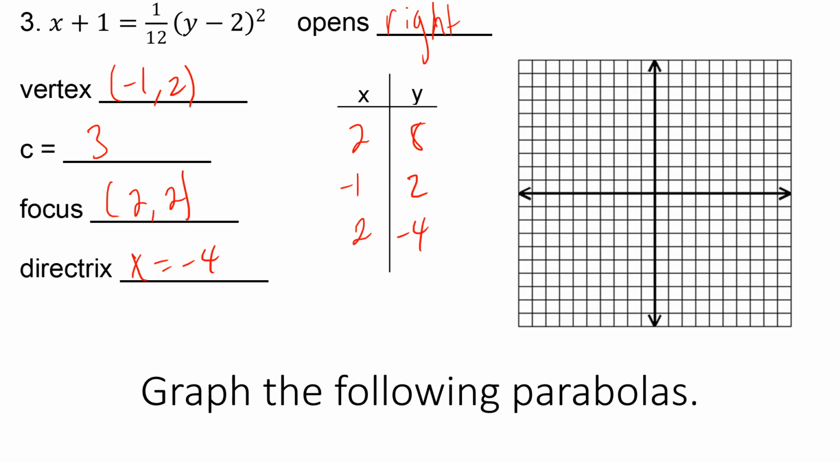So now I'm going to plot everything. I'm going to go to negative 1, go up 2. There is my vertex. From my vertex, I'm going to go to the right 3 because c is 3, and that's where my focus is going to be. 1, 2, 3. Here's my focus. Now I'm going to go left 3, and that's where my directrix is going to be. 1, 2, 3.